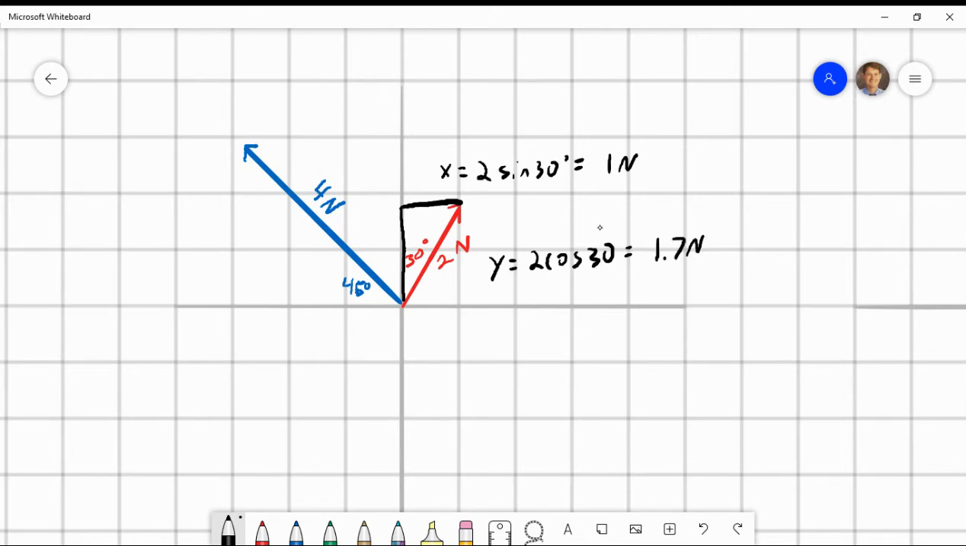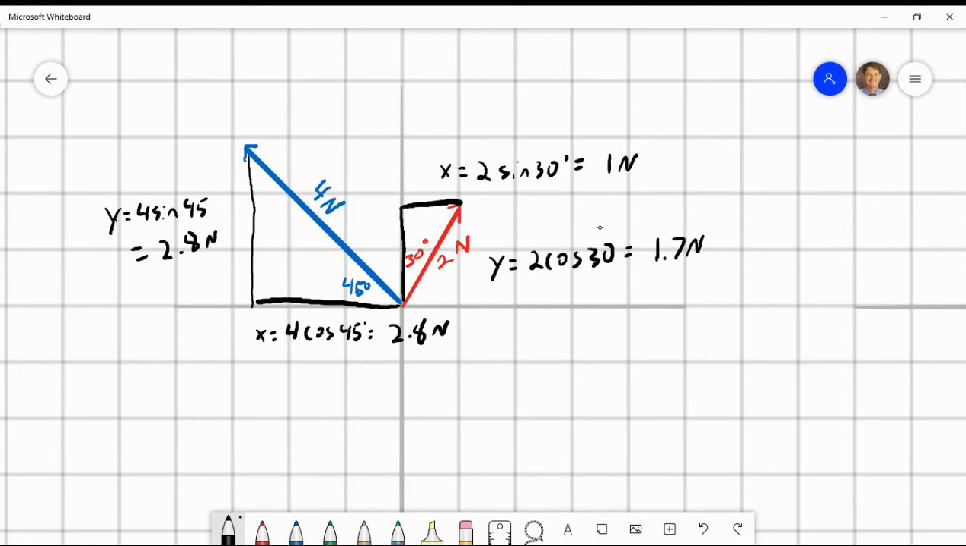Now let's do the other one here. All right, so there's my y component, there's my x, so there's my triangle, right? So it looks like in this case, my x is now my adjacent, so x equals 4 cosine 45, and that equals 2.8 newtons. And then y equals 4 sine 45, and that is also 2.8 newtons because I've got a 45-degree angle.